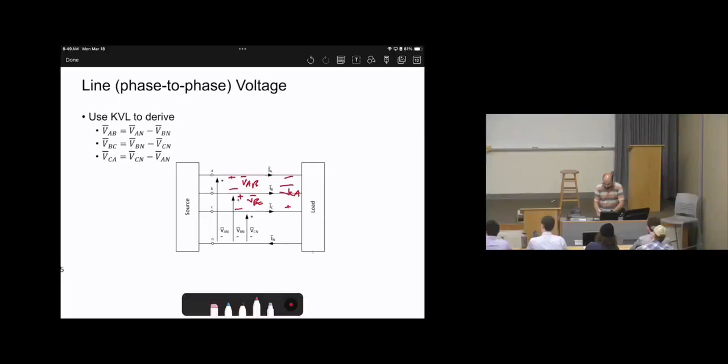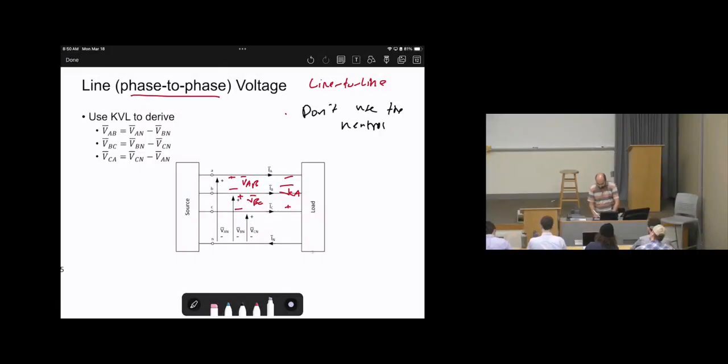That's why it's called phase to phase, or sometimes line to line. So here we will not use the neutral line, by not using the neutral.